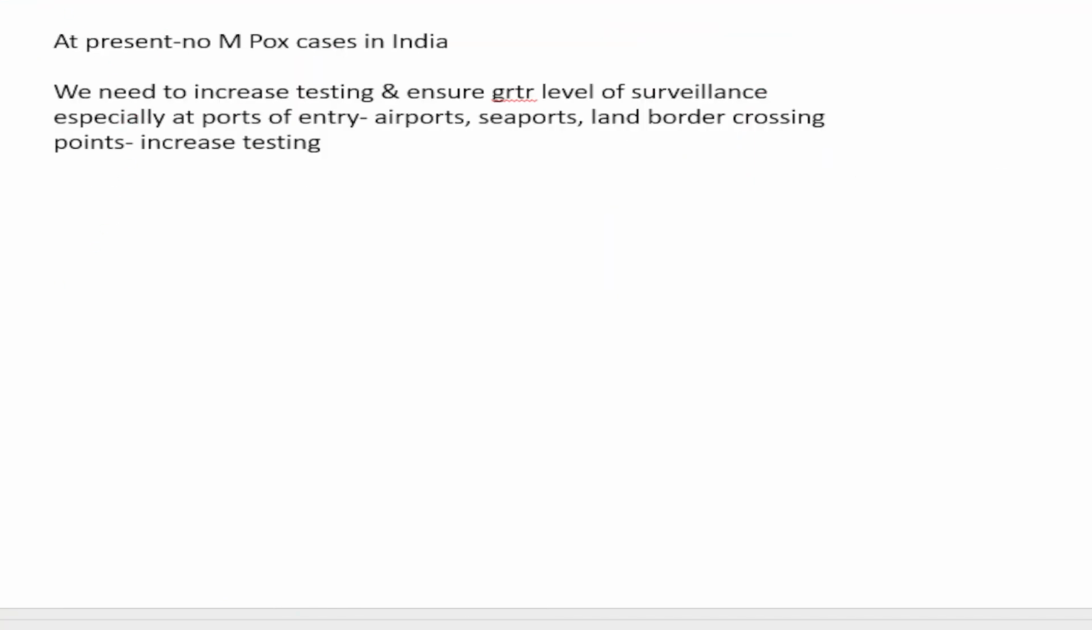Now what about India? At present no monkeypox cases are there in India, but still we need to be on alert, and we need to take stock. The Ministry of Health has recently taken stock of the situation, and we need to increase testing and ensure a greater level of surveillance, because foreign tourists coming to India can easily spread the virus. So we need to increase surveillance at the ports of entry like the airports, seaports, land border crossing points, etc.